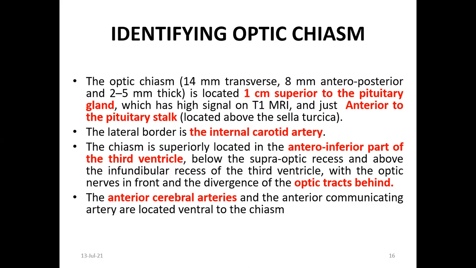It lies at the anterior-inferior part of the third ventricle, below the supraoptic recess and above the infundibular recess of the third ventricle, with the optic nerves in front and divergence of the optic tracts behind. The anterior cerebral arteries and the anterior communicating artery are located ventral to the chiasm.